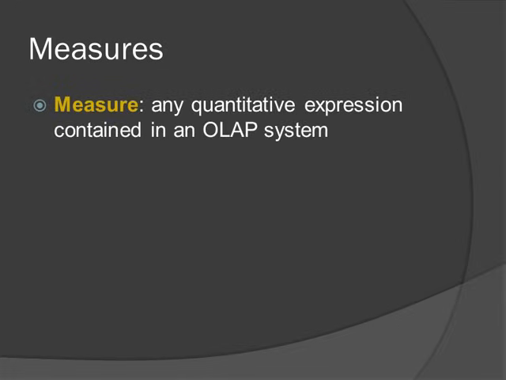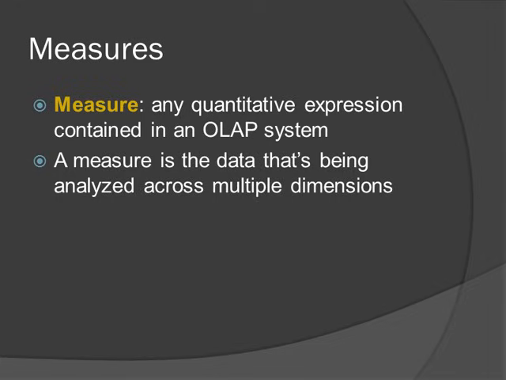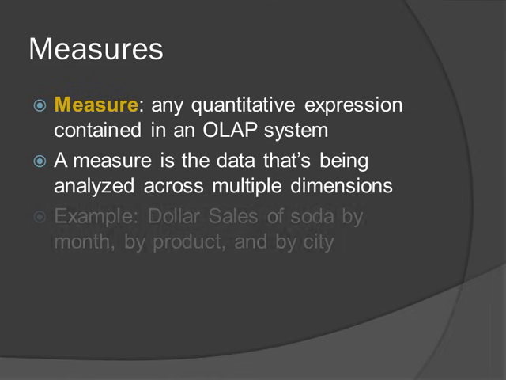So now that we've covered how you can structure and view data in an OLAP database using dimensions and hierarchies, it's time to talk about the actual data you're aggregating, storing, calculating, and otherwise analyzing. The data in most BI applications, and all OLAP systems, are called measures. In simplest terms, a measure is any quantitative expression. For example, dollar sales is an important measure for analyzing sales activity, as we saw earlier in our soda company example. In OLAP systems, a measure is what's being analyzed across multiple dimensions.